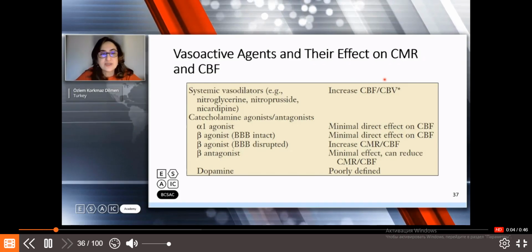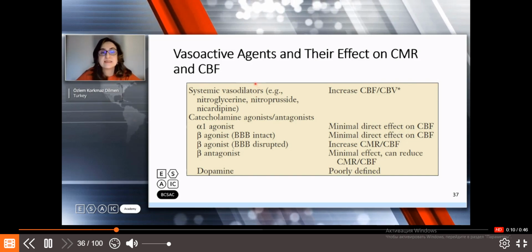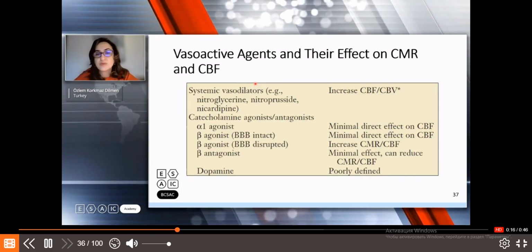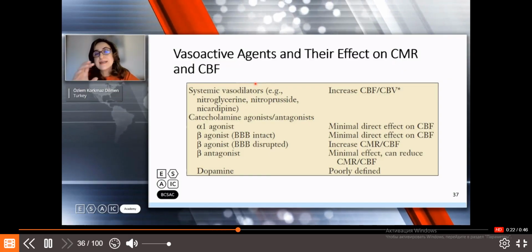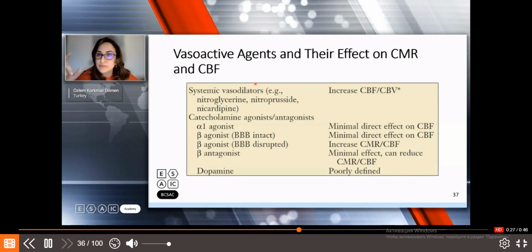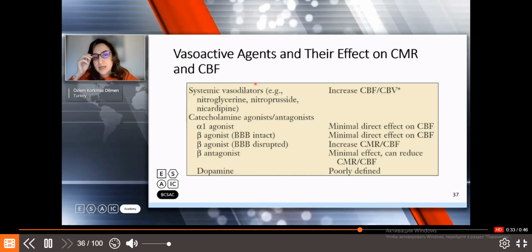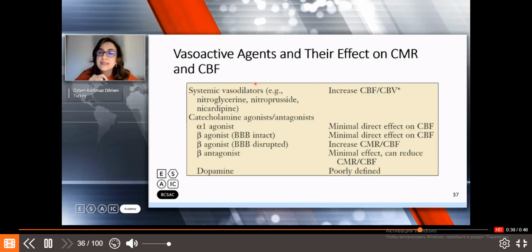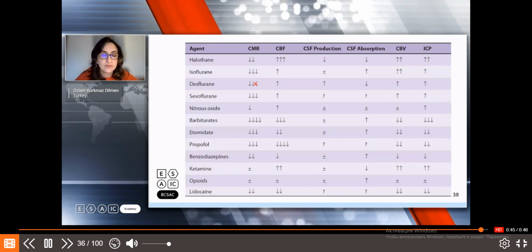Regarding the vasoactive agents, we do not use nitroglycerin, nitroprusside, and nicardipine as antihypertensives in our neuro-ICU and neuroanesthesia practice because they have direct vasodilator effects, and vasodilation increases the blood volume inside the cranium and may cause elevated intracranial pressure. That's why we generally prefer beta blockers such as esmolol. They have minimal effect on cerebral metabolic rate and cerebral blood flow.